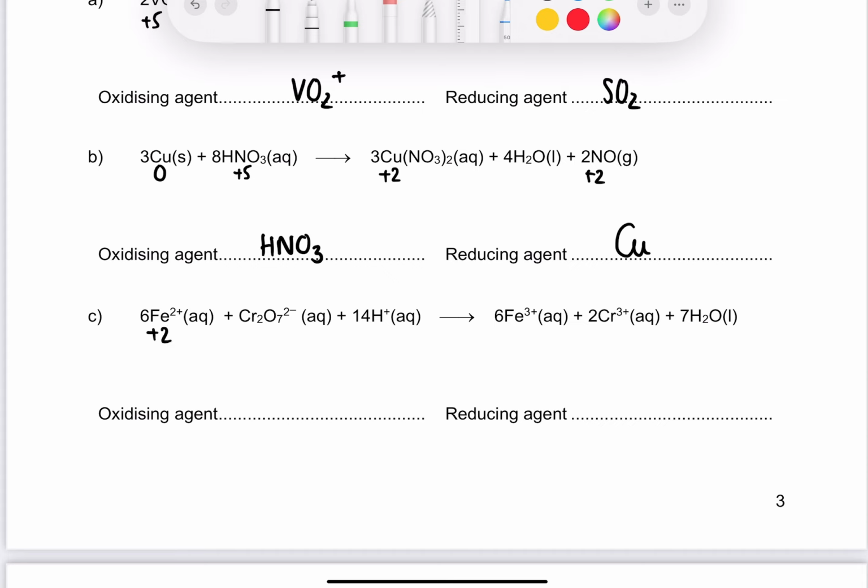Fe is +2, and it's gone to +3. So iron is being oxidized, Fe2 plus is the reducing agent. The chromium in dichromate is +6, and over here it's a chromium 3 ion. So dichromate is the oxidizing agent.